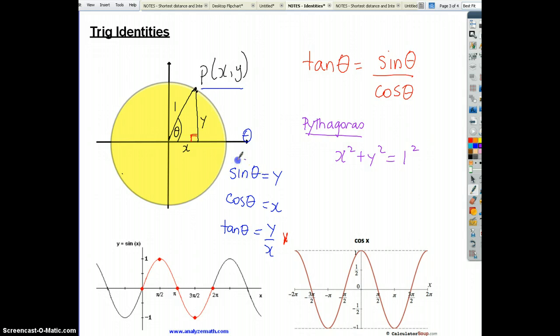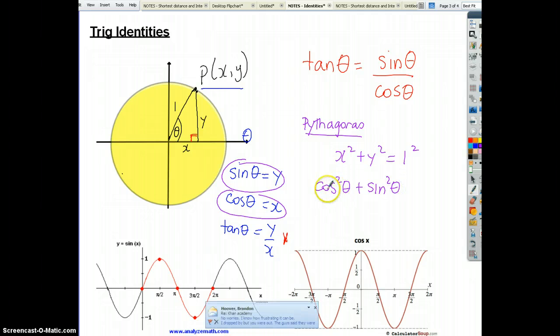X squared plus y squared equals 1 squared, which of course is 1. But y is equal to sine of theta and x is equal to the cos of theta. So when we substitute those in, we will have cos squared theta plus sine squared theta. Remember, that means cos of theta all squared. That's just a shorthand way we often see it. Plus sine squared theta equals 1 squared, which is 1.